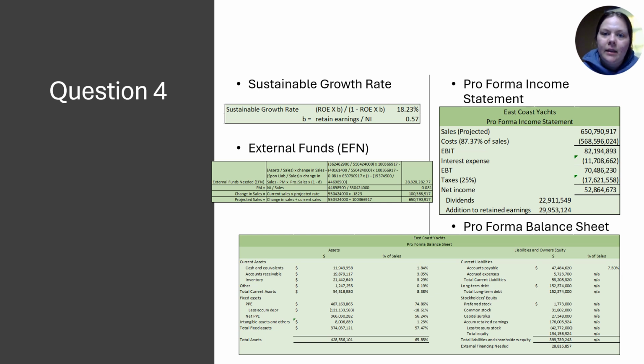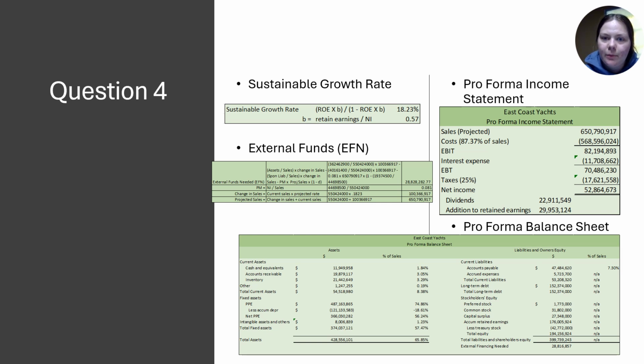650,790,917. Then for the cost, I added up the cost of goods sold, selling, general, and administrative expenses, and depreciation, and divided that from the current sales to get the percentage of sales that all the costs are, which I got 87.37%. I multiplied the projected sales by the 87.3% to get the pro forma cost.